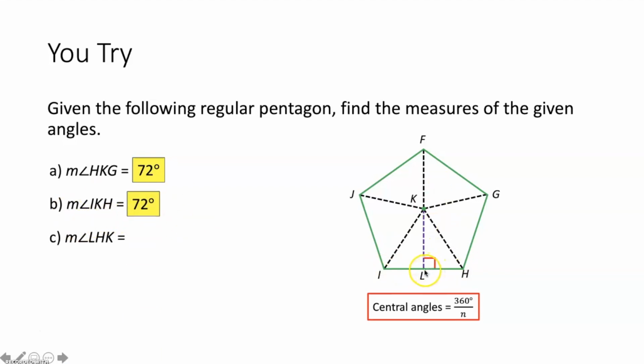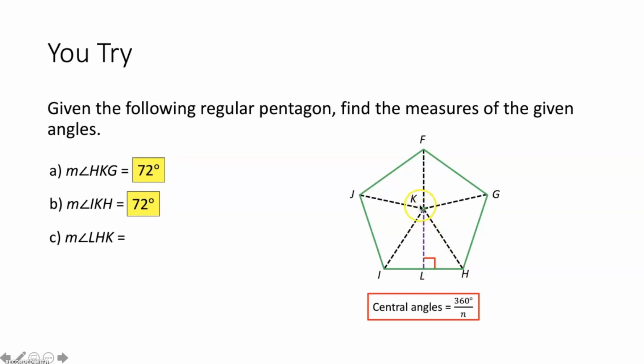Next, we want to find the measure of angle LHK. Well, this is a little different because this is not connected to any of the central angles. This is this angle over here. Well, how do we find that? Well, as you can see, segment KL is our apothem here. And when we drop our apothem, it is perpendicular to one of the sides, meaning that this angle right here has to be 90 degrees. So we have a little right triangle here.